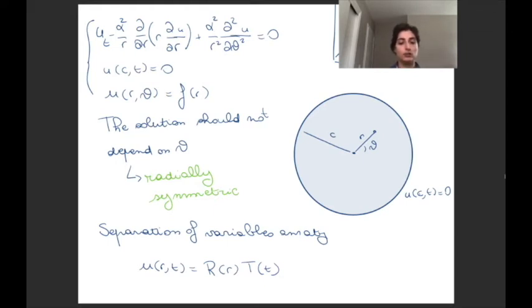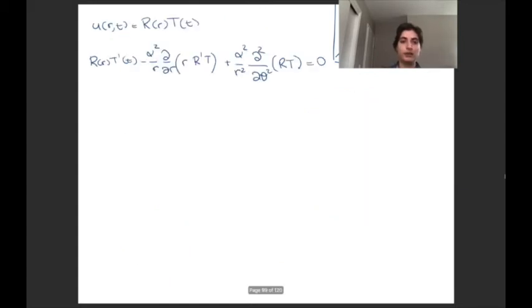We say that u(r,t) is a product between a function that only depends on r and a function that only depends on t. Theta disappeared because we are claiming that the solution should not depend on it. So our new problem is u(r,t) equal to capital R(r) capital T(t), and we plug this into our heat equation in polar coordinates.